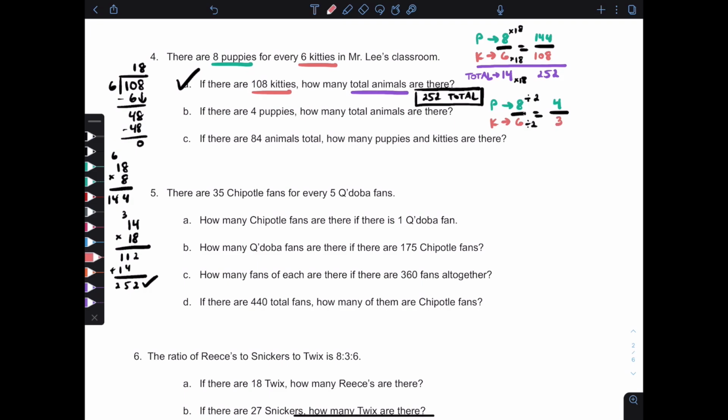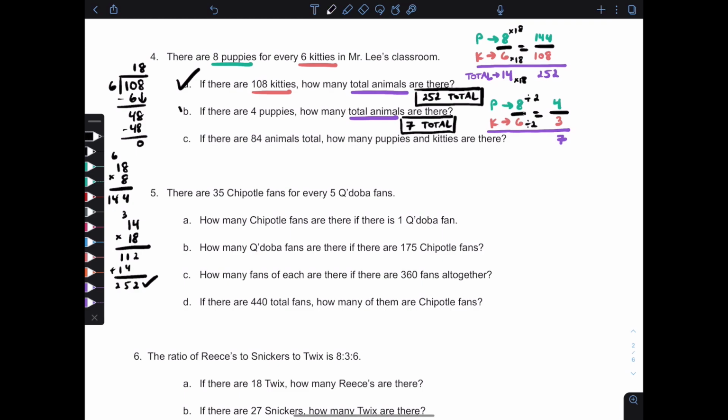So the question says, how many total animals would there be? And if we did the total, okay, I'm not going to write the word total. I hope that's clear at this point. That's going to be 7. So there would be 7 total animals. 7 in total. Okay, half the amount of puppies, half the amount of kitties, half the amount of total animals.